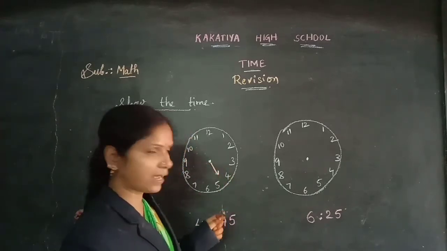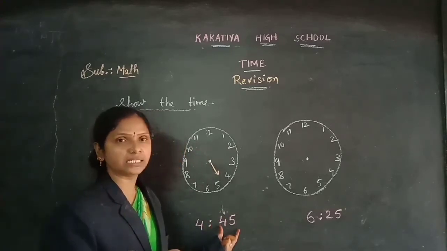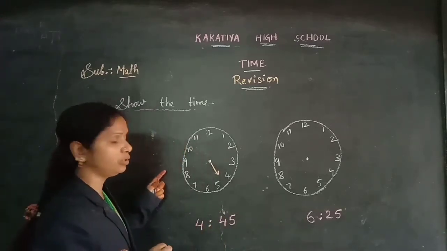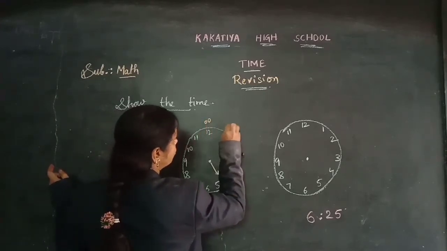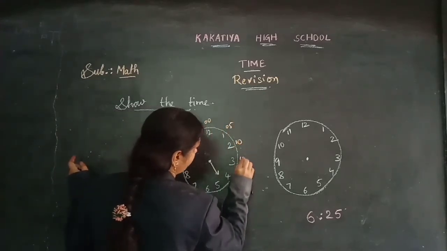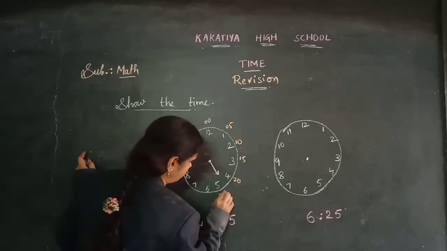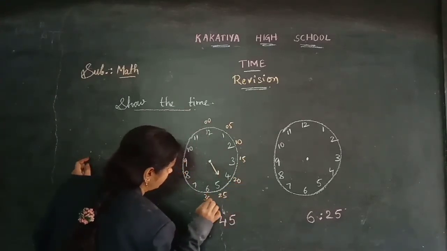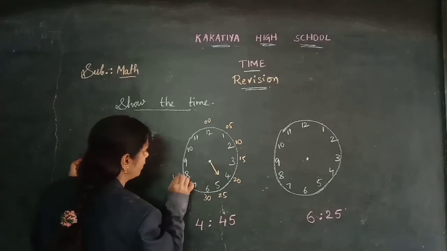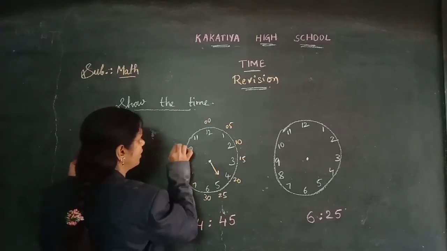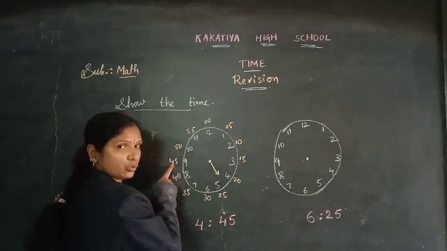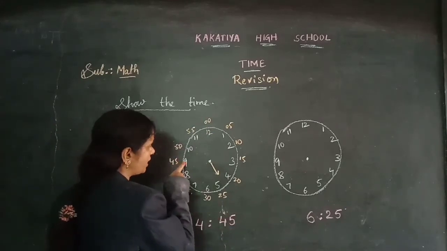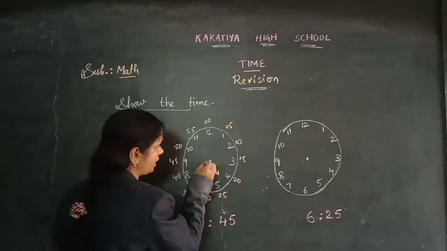Hour hand means short hand. And 45 minutes, I already told you, children. How to take the 45 minutes? Here 0, here 5, here 10, 15, 20, 25, 30, 35, 40, 45, 50, 55. So 45 minutes is showing here. Nothing but it should show the 9 here.